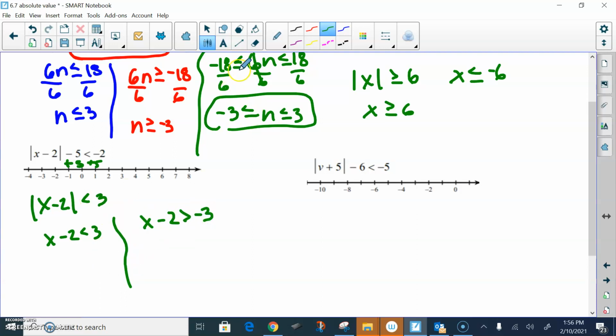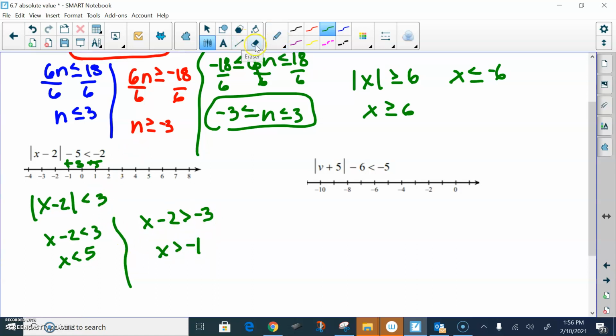Or you could do that fancy way where you do it all at once. So I'm going to add 2 to both sides. So x has to be greater than 5. Whoops, less than 5. I put the wrong side, less than 5. And then I'm going to add 2. So x has to be greater than negative 1.